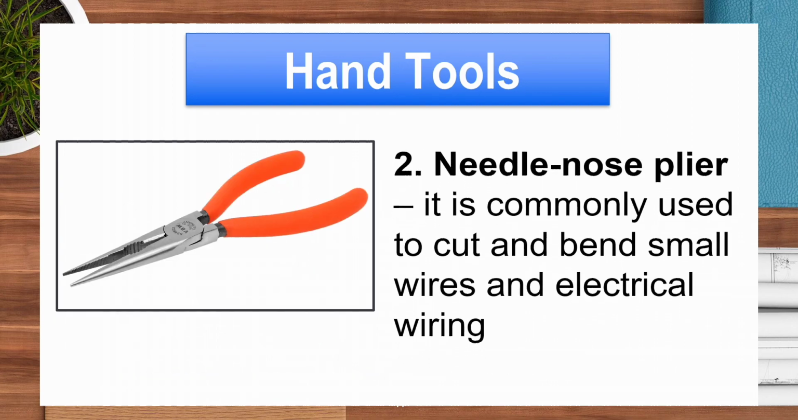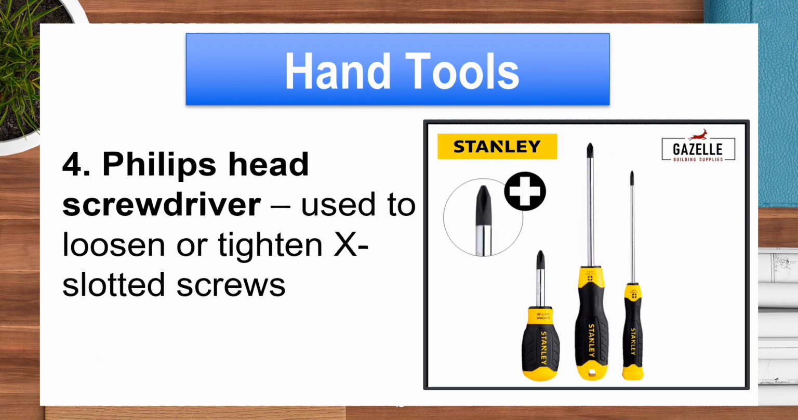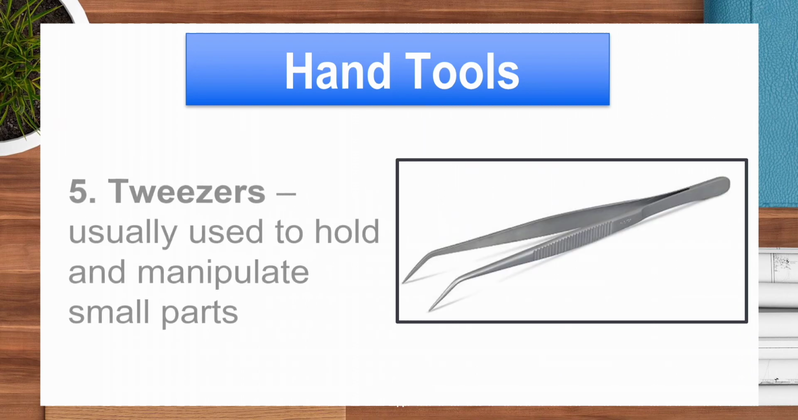2. Needle nose plier. It is commonly used to cut and bend small wires and electrical wiring. 3. Wire cutter. Commonly used to cut copper, brass, iron, aluminum, and steel wire. 4. Phillips head screwdriver. Used to loosen or tighten X-slotted screws.